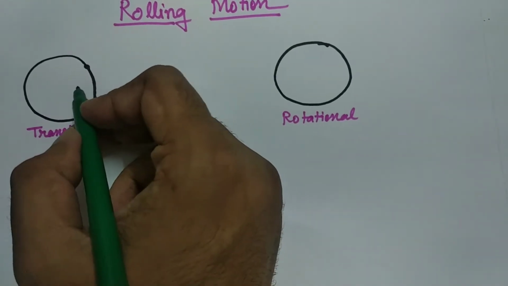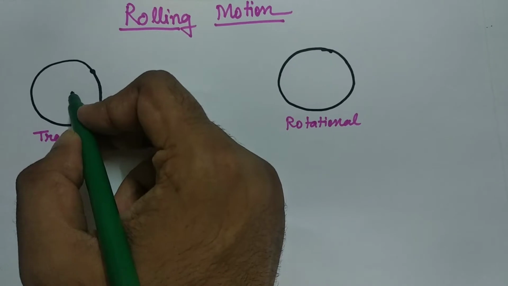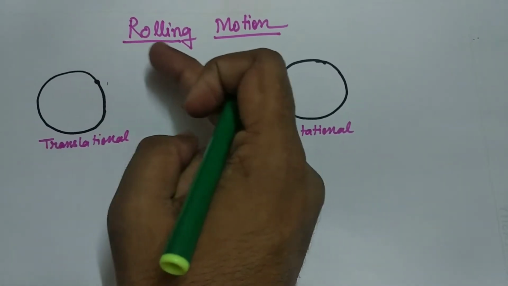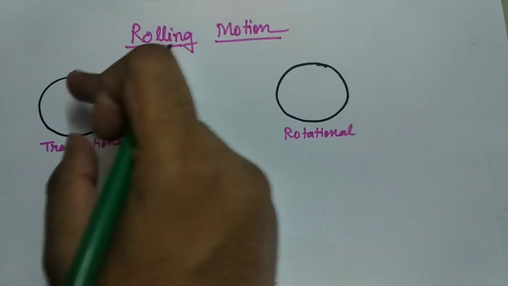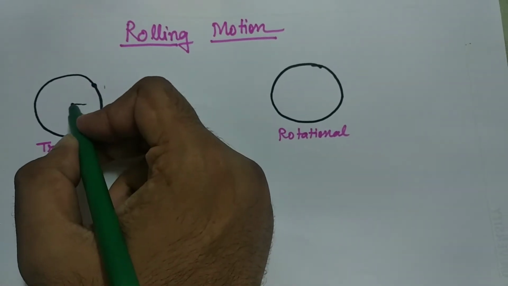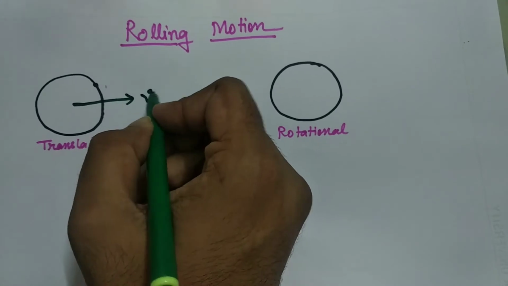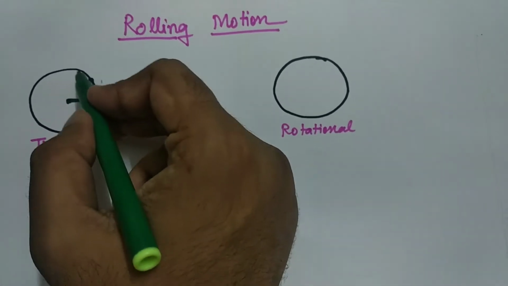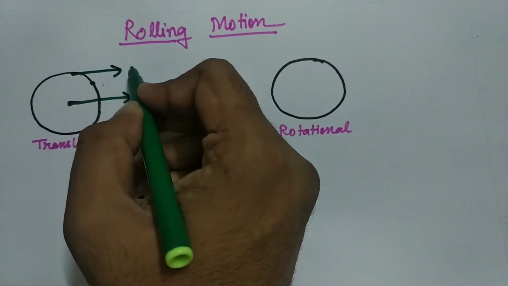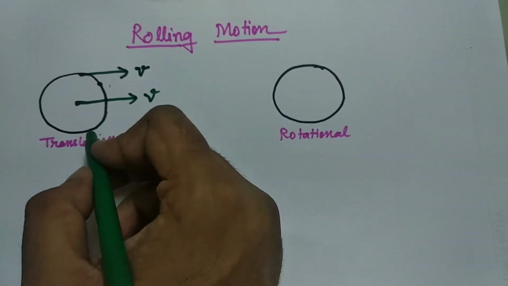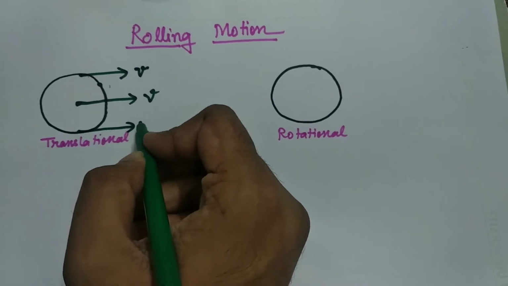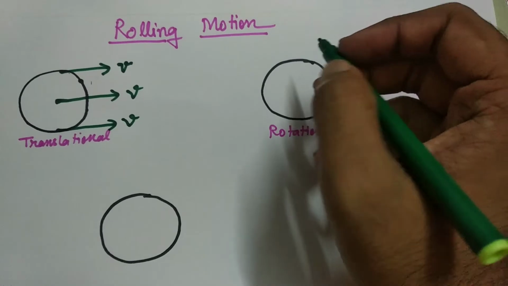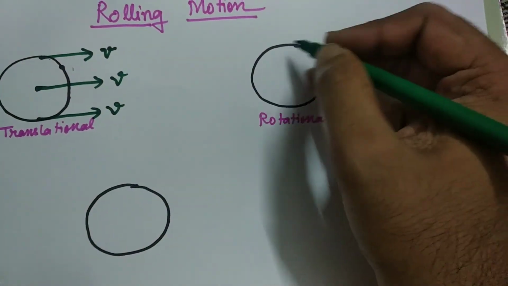Let's see what is translational motion. This round object will be just moving on a straight line. So it is moving with a linear velocity v, and the center moves with a linear velocity v. The top of the object will also move with a linear velocity v, and the bottom of the object will also move with a linear velocity v. Okay, now let's see the rotational motion.